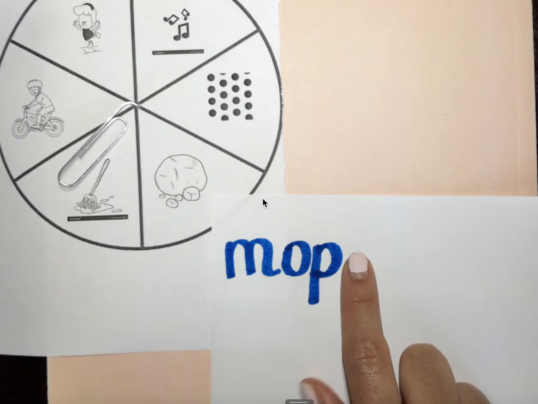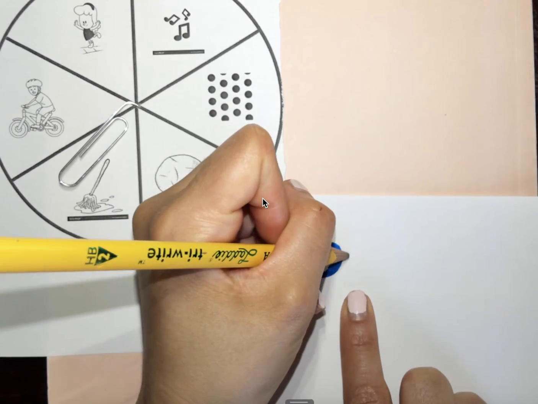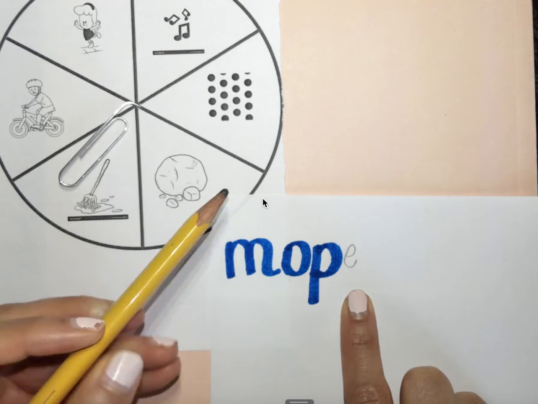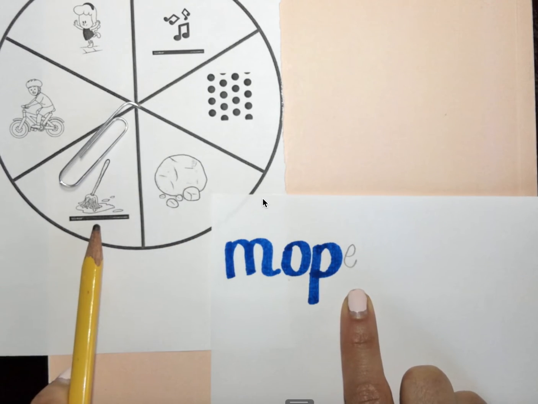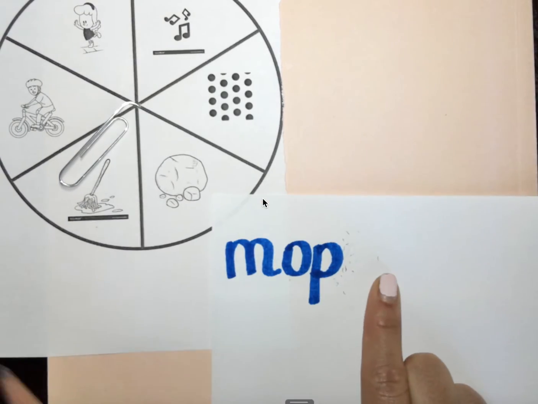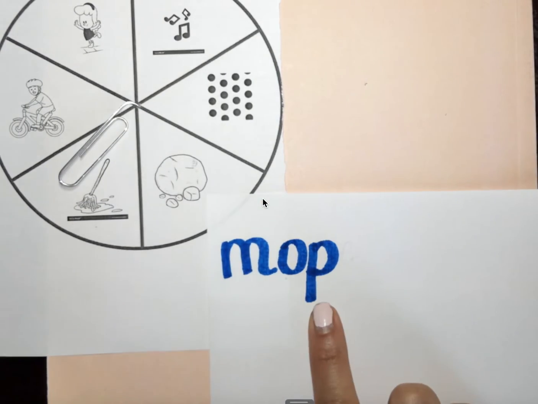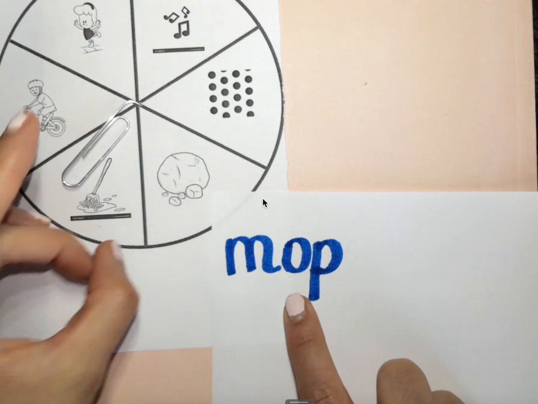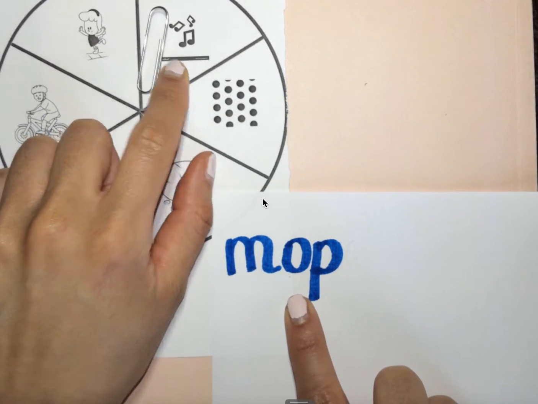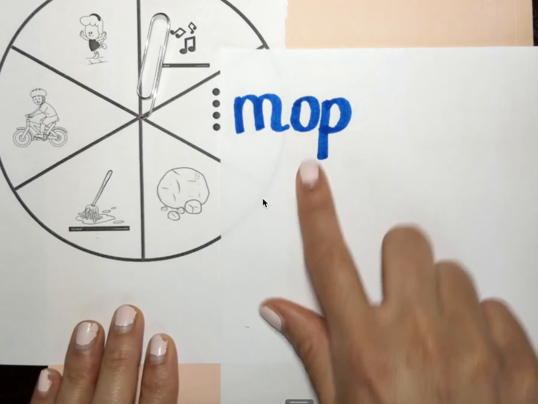If you add a magic E to the end of this, now this isn't making the ah sound, it's making the O sound and it becomes mope. That is not a mope. Oh no, that is a mop. So we don't want to add an E to the end. All right, let's spin it again. Ooh, let's see what we got. We got note, like a music note.